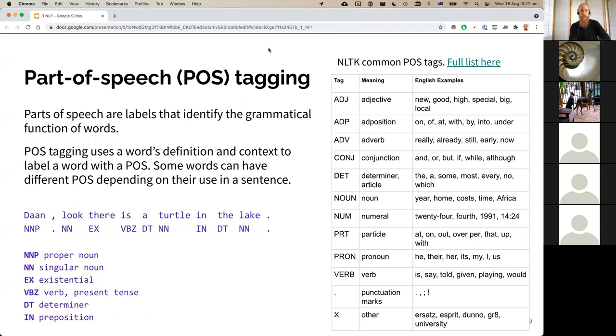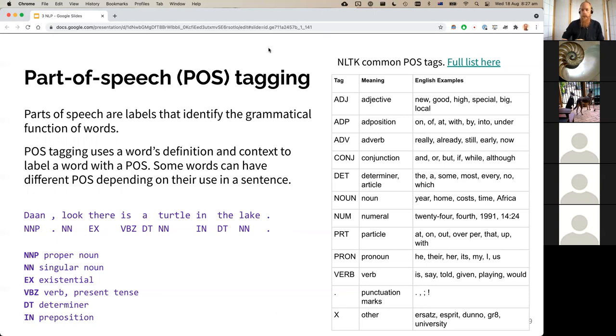So here we go, parts of speech. Parts of speech are labels that identify the functions of words, or the performance of words in the grammar of the language. The list on the right-hand side of the slide shows some of the more common part of speech tags that we can access using NLTK. So when we do NLTK automatic part of speech tagging, these are the tags that we will see, and the meaning of them is listed there, with some examples.